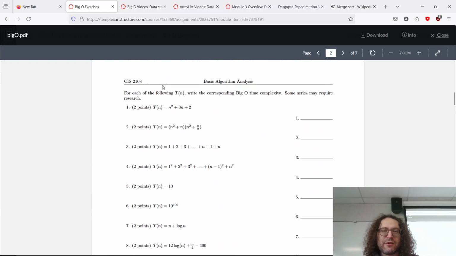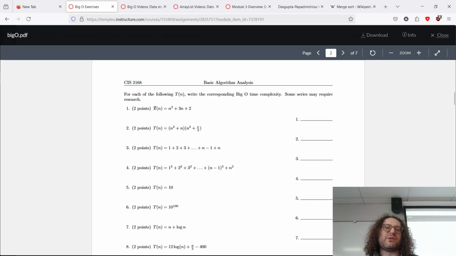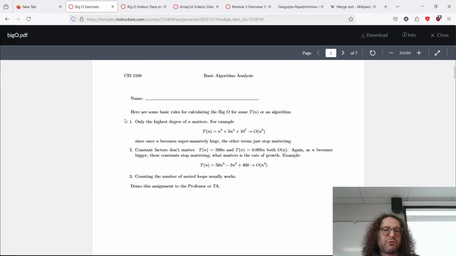All right, so a couple notes. In this one, you're going to be converting some T(n)s, which is the traditional way we say the amount of time something takes given n items, right? You're going to be converting these T(n)s into their big O notations. The rules for doing so are on the front page.